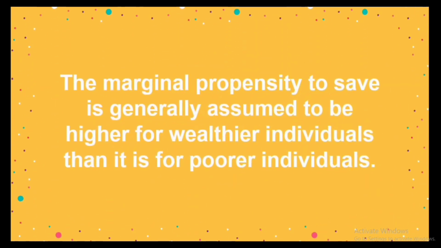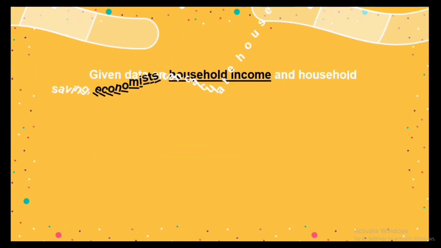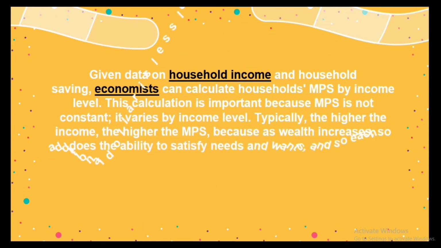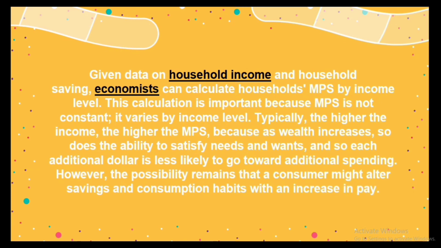The marginal propensity to save is generally assumed to be higher for wealthier individuals than it is for poor individuals. Given data on household income and household savings, economists can calculate household MPS by income level. This calculation is important because MPS is not constant. It varies by income level. Typically, the higher the income, the higher the MPS, because as wealth increases, so does the ability to satisfy needs and wants. And so each additional dollar is less likely to go toward additional spending.